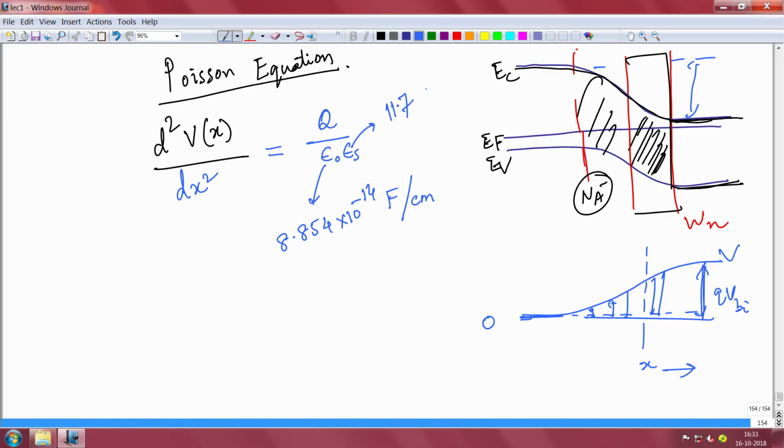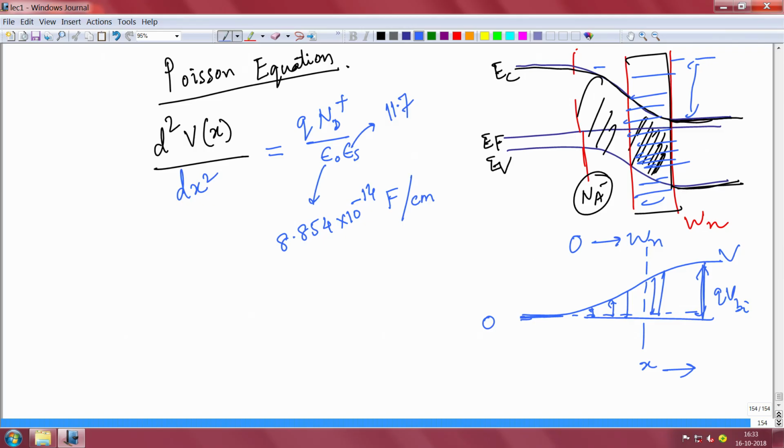Okay. What is the charge? I am talking about only this part, as you recall, between 0 to Wn. The charge in this part is Nd plus, I just told you now. So, I can replace this by Q Nd plus, fine, I can replace that as Q Nd plus.